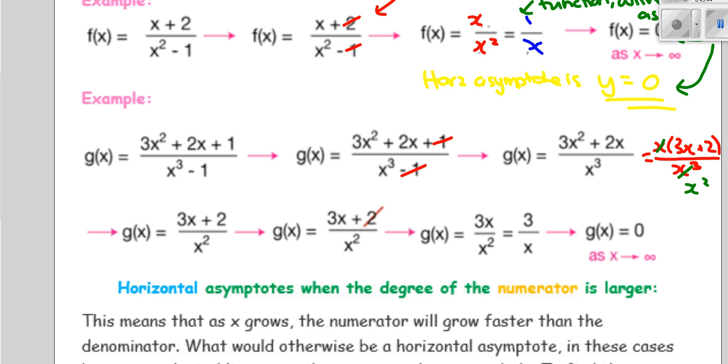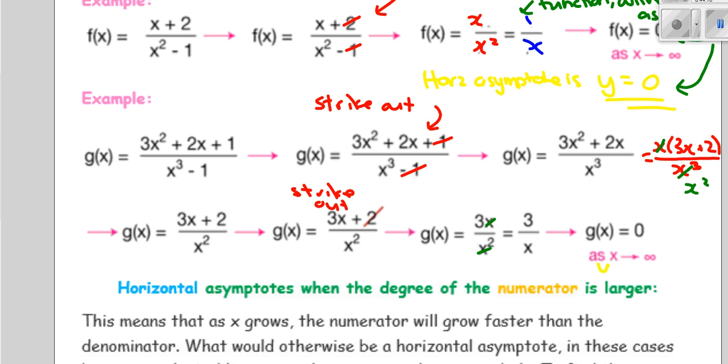And then again, we can strike out the constants. So we did a strike out here, then we cancel down x's and we did a strike out again. And then you get 3x over x squared. Would you agree that the x's cancel down? Yes, and that's the basic reciprocal function, which is why the asymptote is 0. Again, it's just y equals 0.